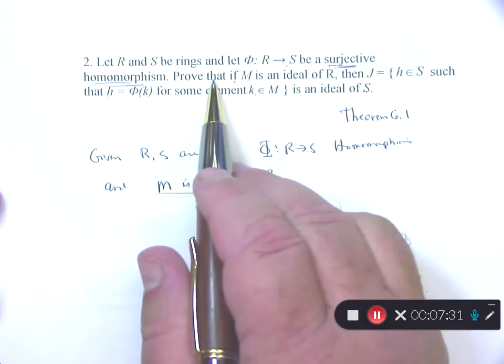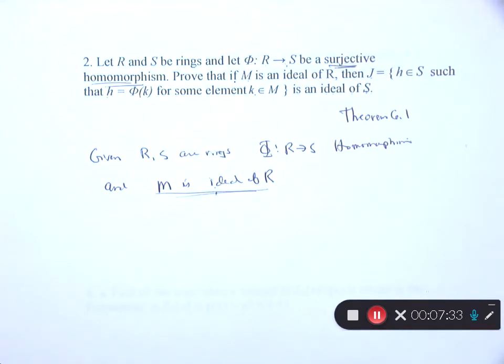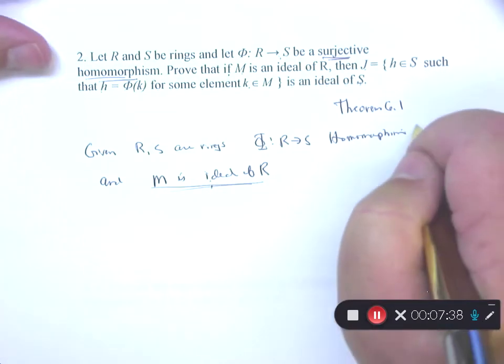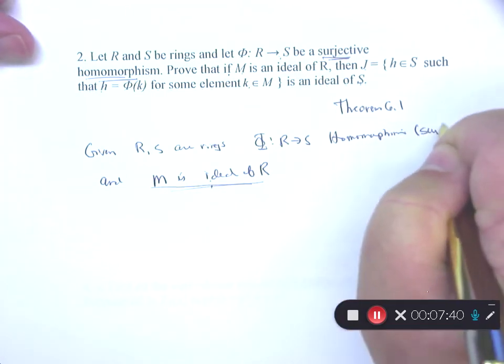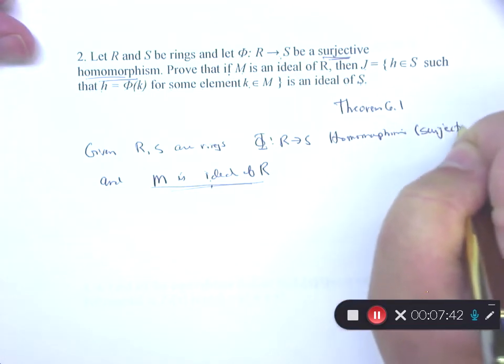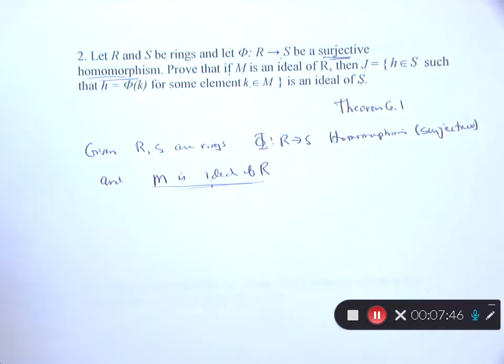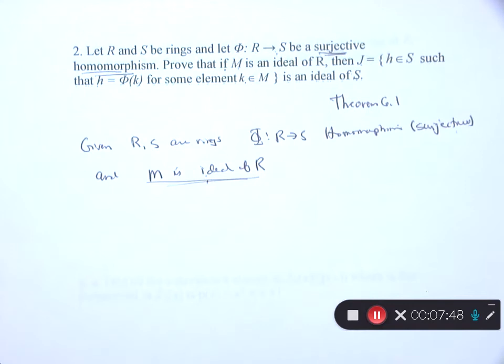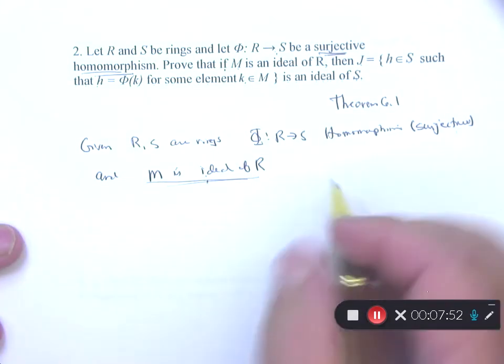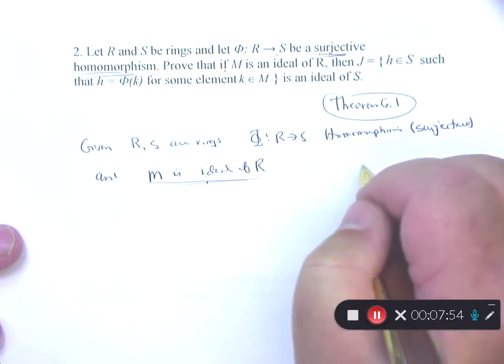Remember, homomorphisms are property preserving, so ideals map to ideals. Also remember, not just any homomorphism, I gave you a surjective homomorphism. So that means it's onto. So anybody I pick over in S, you know there's guaranteed to be someone that maps to it. So the first thing you have to do, from theorem 4.1, is show it's non-empty.